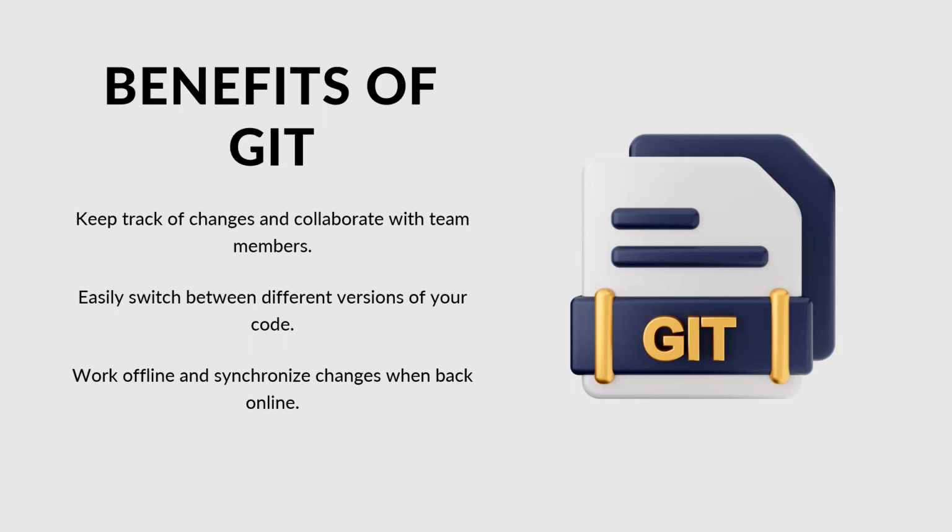It helps you collaborate with your team members. Git also provides you the facility to easily switch between different versions of your code. And like we said, Git works by creating repositories, and repositories can be available either offline or online. So if you are storing or using the local repository, means you are working locally onto your system. So basically you are working offline.